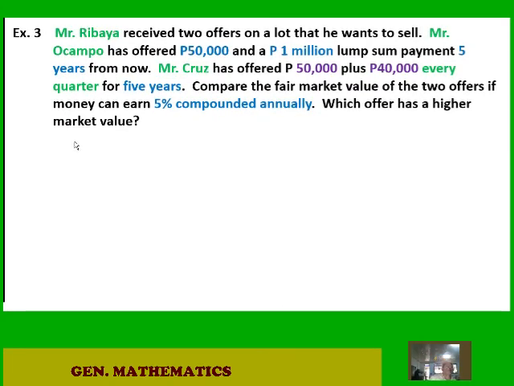Next, example 3. Mr. Ribaya received 2 offers on a lot that he wants to sell. Mr. Ocampo has offered 50,000 pesos and a 1 million lump sum payment 5 years from now. Mr. Cross has offered 50,000 pesos plus 40,000 pesos every quarter for 5 years. Compare the fair market value of the 2 offers. If money can earn 5% compounded annually, which offer has a higher market value?